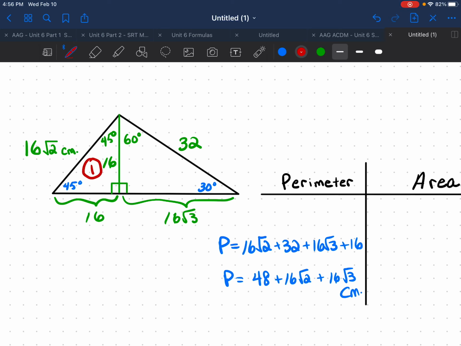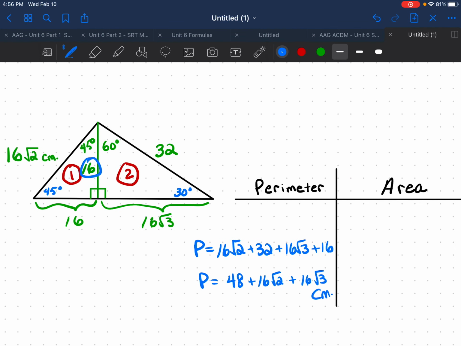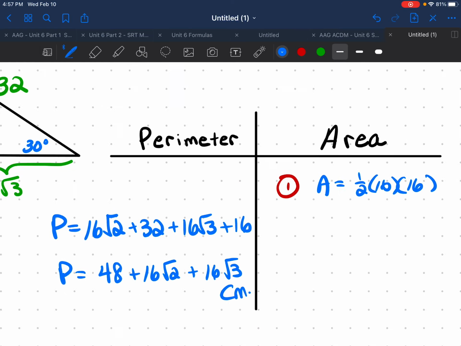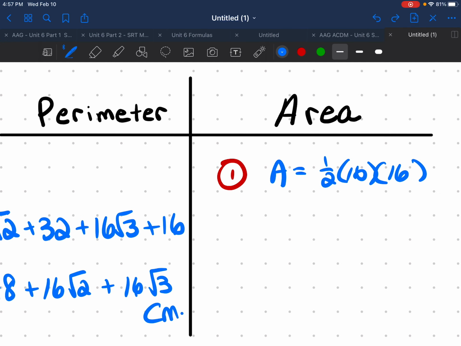I'm going to find the area of triangle number 1, and then I'm going to add it to triangle number 2. All right, so here we go. On the left side, triangle number 1 has a base and height of 16. That should be pretty simple. So for triangle 1, area equals 1/2 base times height. And we just got done saying they were 16 each. Just to double check, make sure you understand where I'm getting this from. 16, 16.